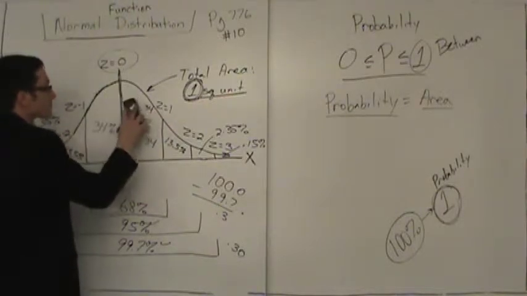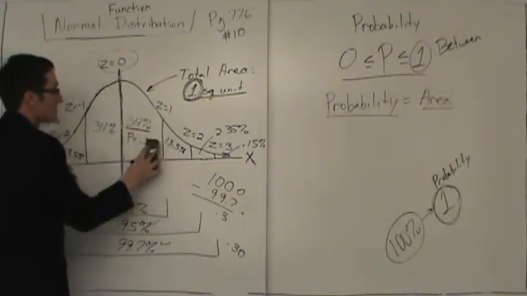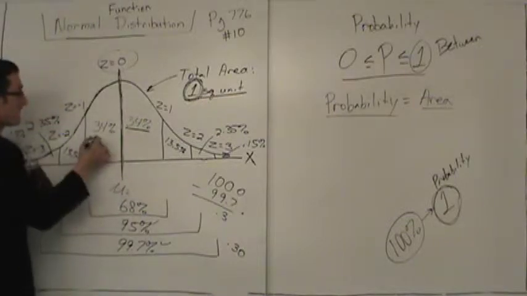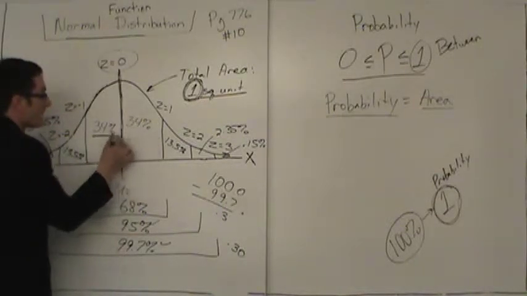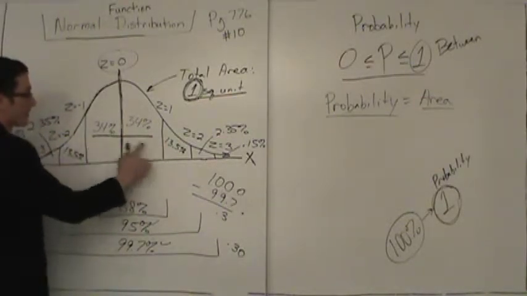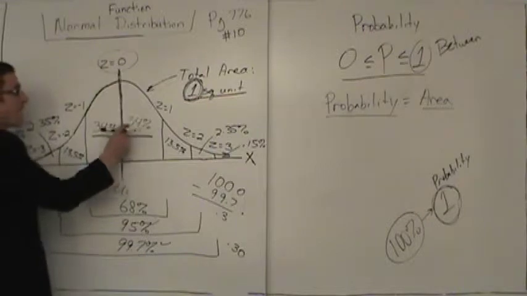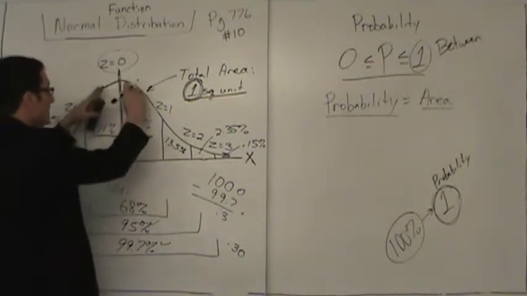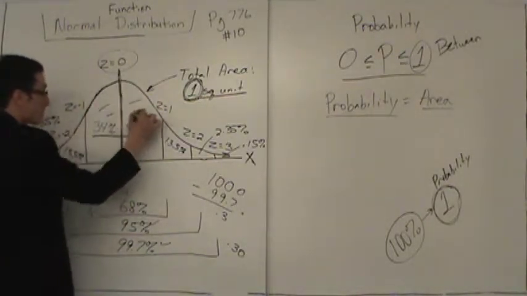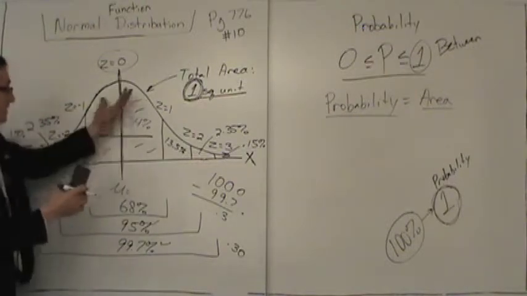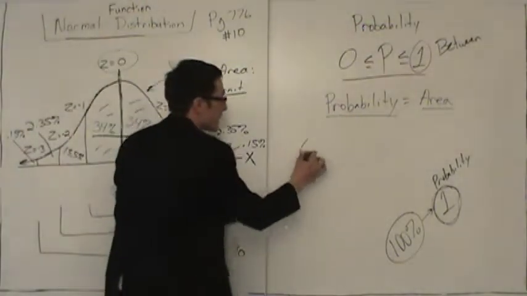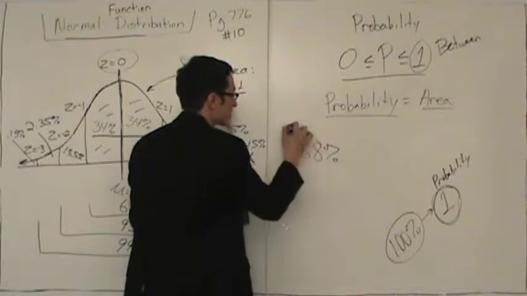Now, question. What is the percentage chance of being anywhere in these 2 areas combined? Take 34 and add 34. So I'm highlighting them. Anywhere in these 2 areas is what? 68% chance. Okay, this is percentage.